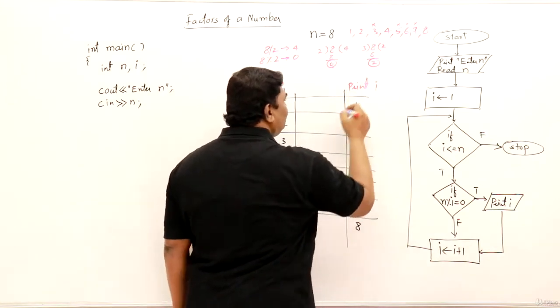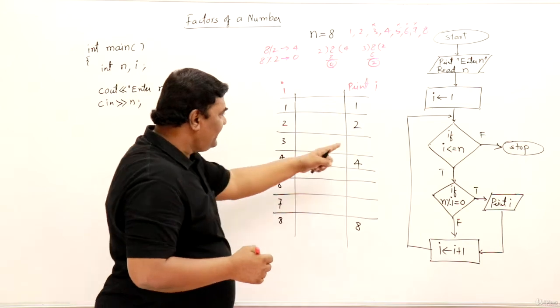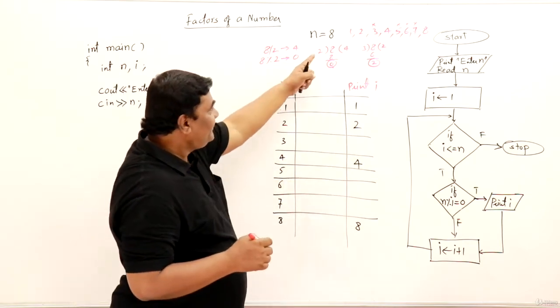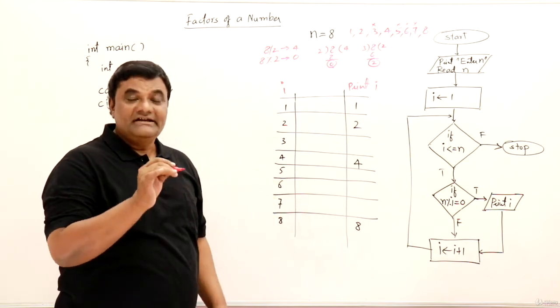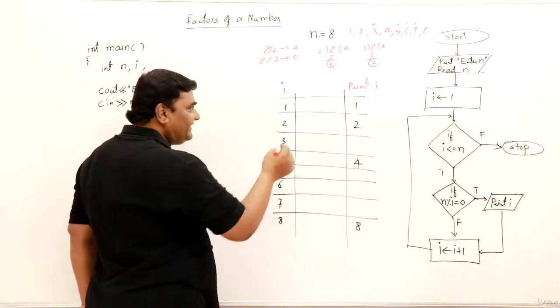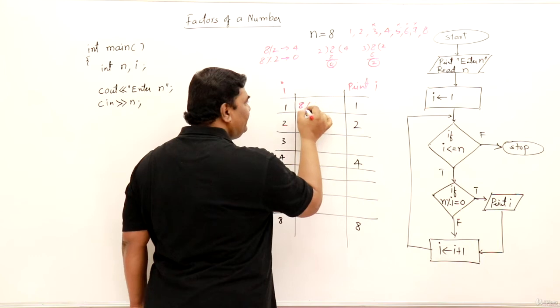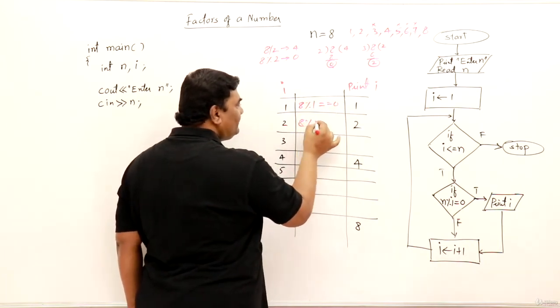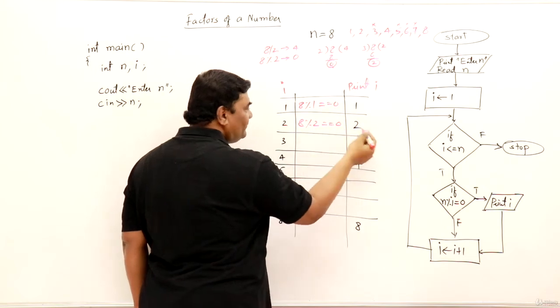Print I. Then when to print? Are we printing every time? No, we are not printing here. We are printing here, when it is dividing the number 8 exactly, meaning leaving remainder 0. So let us check it here. We have to check 8 mod 1. What is the remainder? 0. Printed. 8 mod 2, what is the remainder? Is equal to 0. Printed.